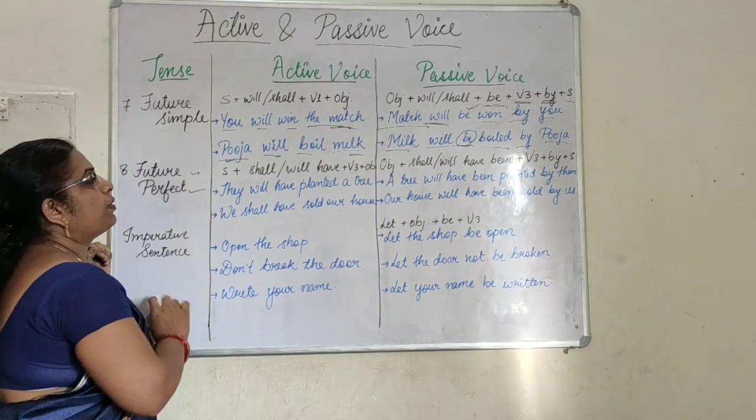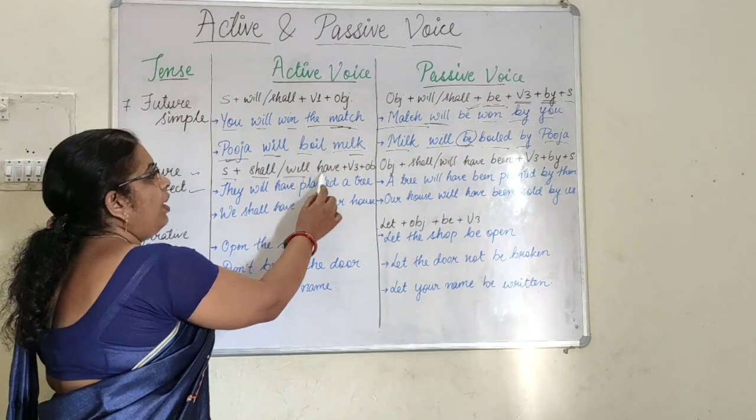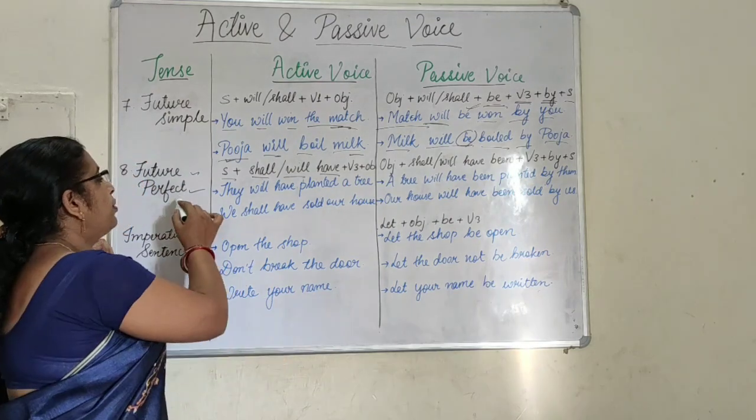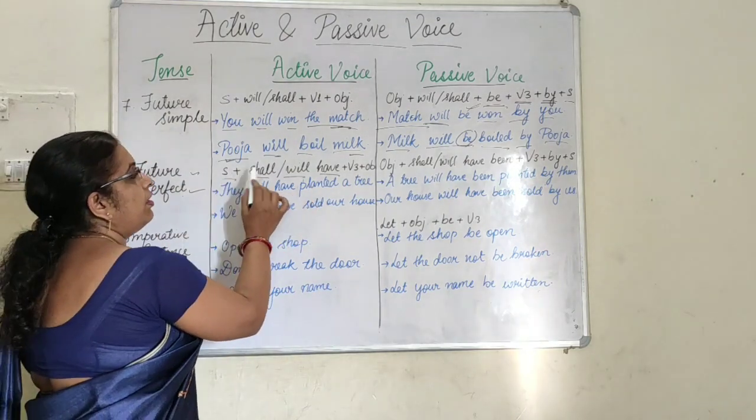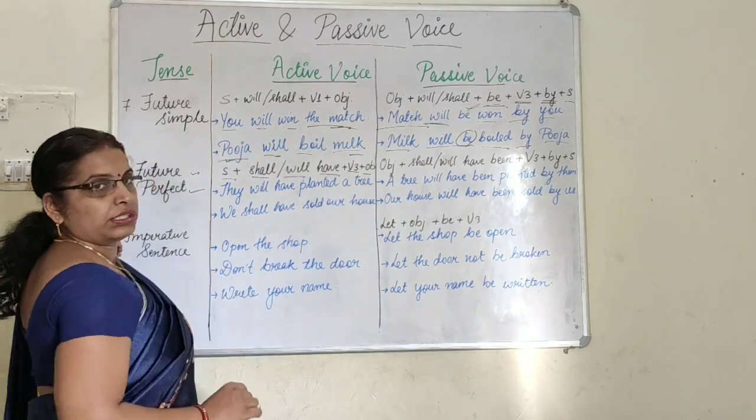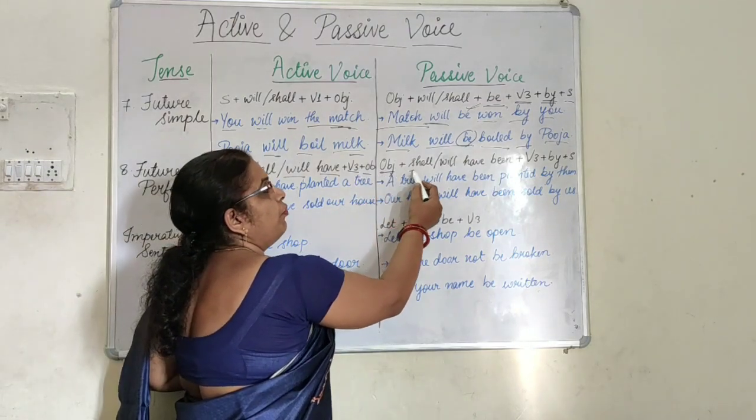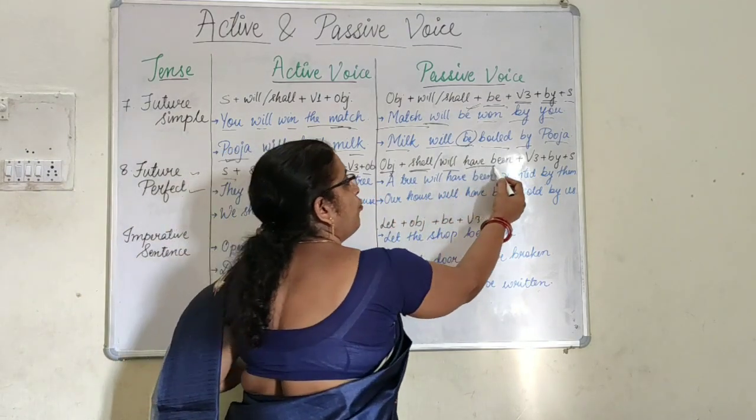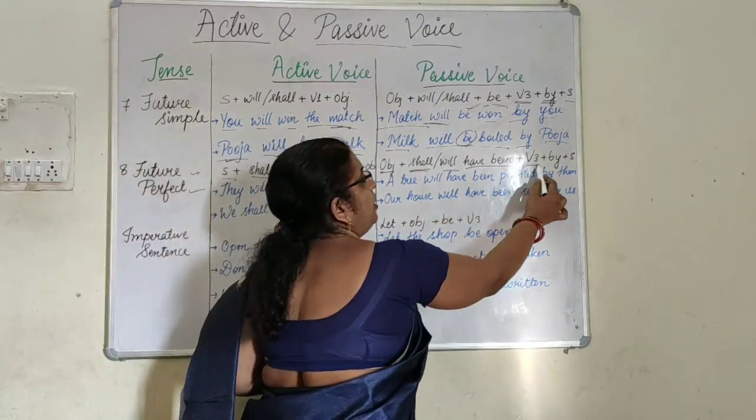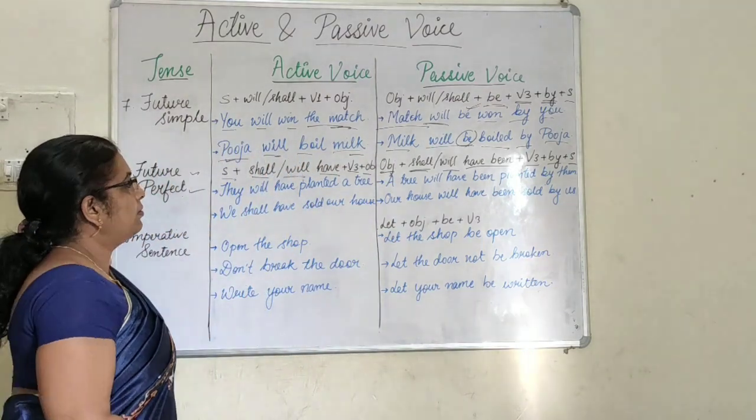Next is future perfect. Subject shall or will have. As in the present and past, in future perfect tense, have is there. Then it is subject shall, will, have and V3 and object. When it changes into passive form, object with shall or will, have been. Means along with have, been should be added. V3, by and subject.